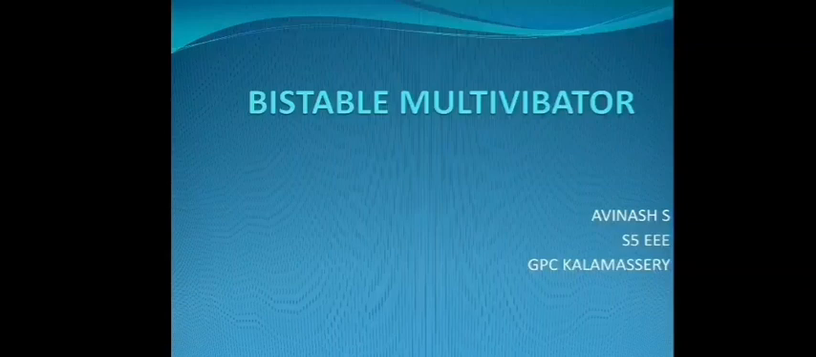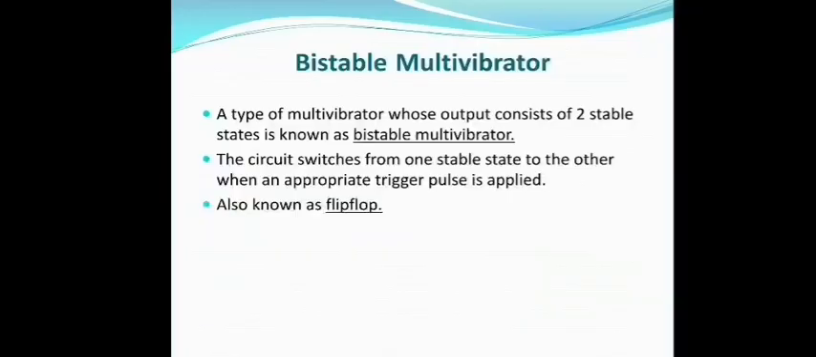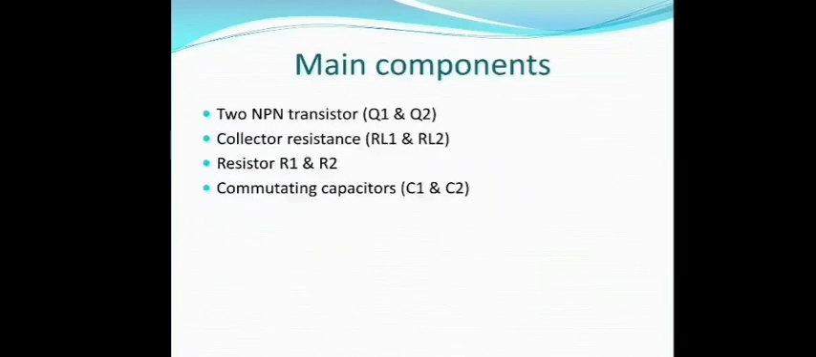Today I am going to discuss about bistable multivibrator. A type of multivibrator whose output consists of two stable states is known as bistable multivibrator. The circuit switches from one stable state to the other when an appropriate trigger pulse is applied. It is also known as flip-flop.